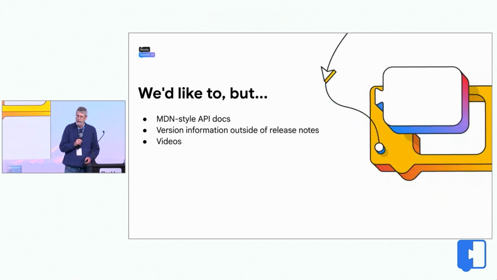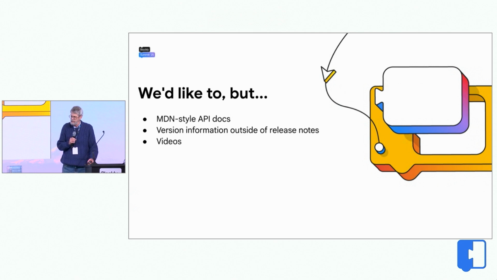And so the next thing is what's up next. First, we'll get the bad news first. Remember that 3600 API docs? There are some things that simply we can't address because we don't have the resources. So the MDN style API docs, those are not coming anytime soon. Version information outside of the release notes, again, tracking down version information for 3600 topics and then adding it is simply not practical with the resources we have.